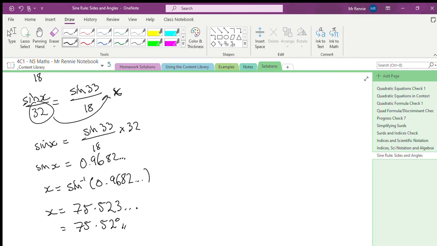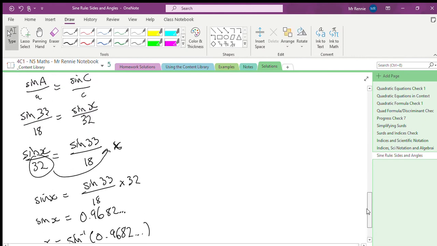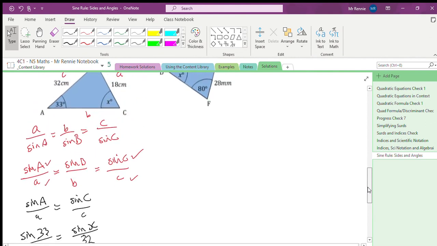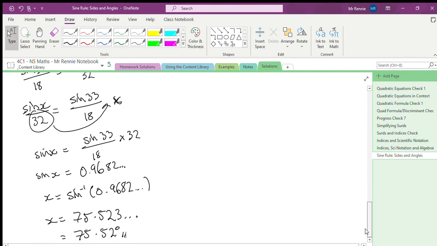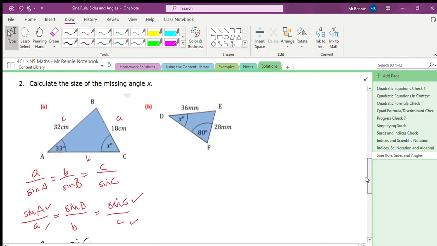Okay, but that's the setup we use for finding the missing angle x in a sine question. So the key parts there were: label the triangle, flip the equation, and then we just have to do the inverse sine to get our answer there.